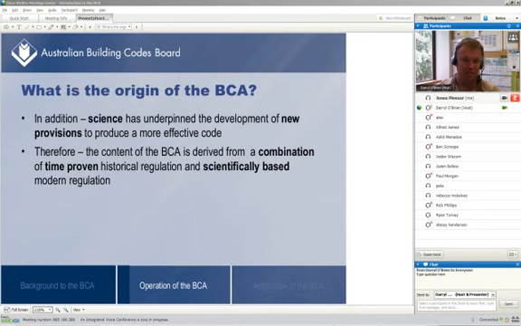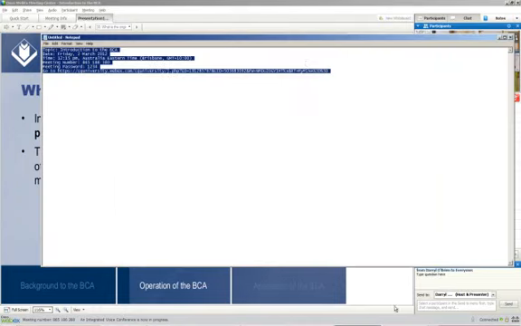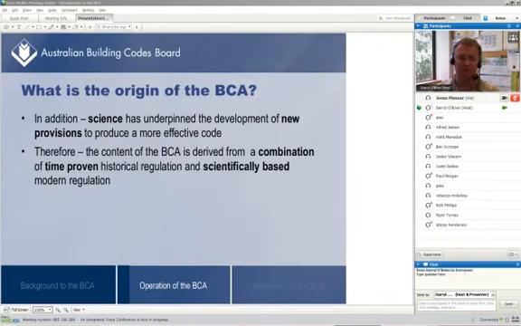Okay, the origin of the BCA again. In addition, science has underpinned the development of new provisions to produce a more effective code. So think of fire rating, different fire rating materials that have come along. So Hebel would be an example of that perhaps. Therefore, the content of the BCA is derived from a combination of time-proven historical regulation and scientifically based modern regulation. So the historical regulation is what I'm talking about with the codification of community expectation.